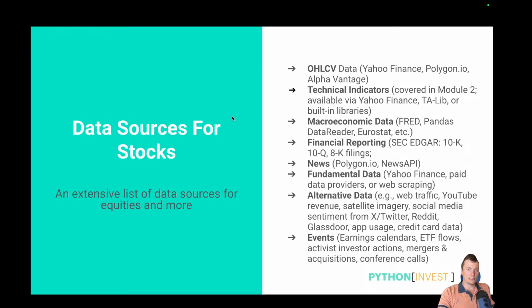Then we will generate technical indicators from that data. This is covered in Module 2. And we will use a library called TA-lib, and it will produce approximately 100 technical indicators. So if you're a technical trader, you will see very familiar features in a data set that we will build.